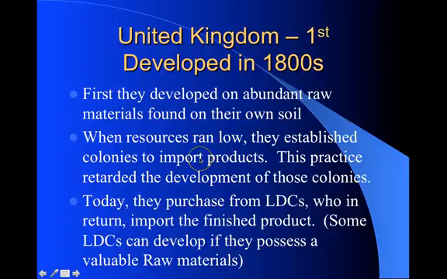So they then established colonies like us, where we in America grew our products and then sent it back to the United Kingdom. This practice retarded the development of those colonies, or slowed the progress and the development of those colonies. So remember, colonies are made in order to help the mother country with raw materials. Today, the United Kingdom doesn't have colonies, so instead they purchase things from less developed countries who in return import the finished product. Some less developed countries can develop if they possess a valuable raw material, which we'll get to later on in this presentation.